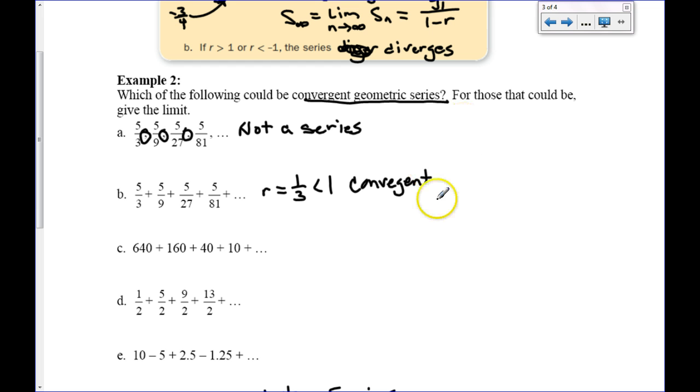And we can find the limit of that convergence by taking G sub 1, which is 5/3, divided by 1 minus R. Are we asked to do all this? Yep. It says for those that could be, give the limit. So this is the same thing as saying 5/3 over 2/3. Now remember, when you're dividing by a fraction, it's the same thing as multiplying by its reciprocal, right?